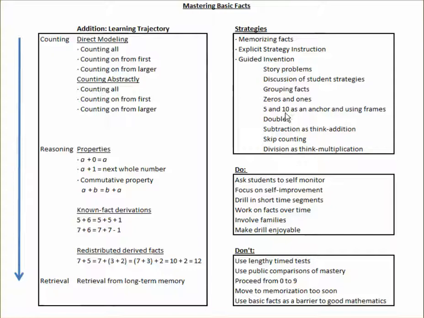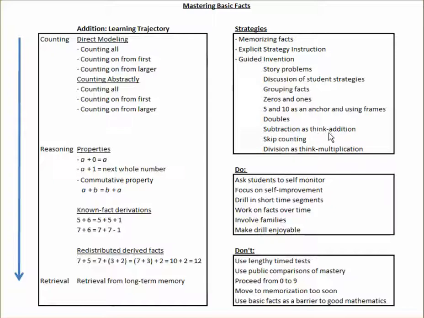Using 5 and 10 as anchors and using 10 frames and 5 frames is a very powerful way for students to learn the basic facts. For example, kids can start thinking like this redistributed idea, 7 plus 5. Well, that's really 7 plus 3 to get me 10, and then 2 more to give me 12. That can be a powerful way of anchoring on that 10. Doubles. Students can use doubles to do a lot of fact derivations, and so thinking about each of the doubles facts can be a helpful thing.